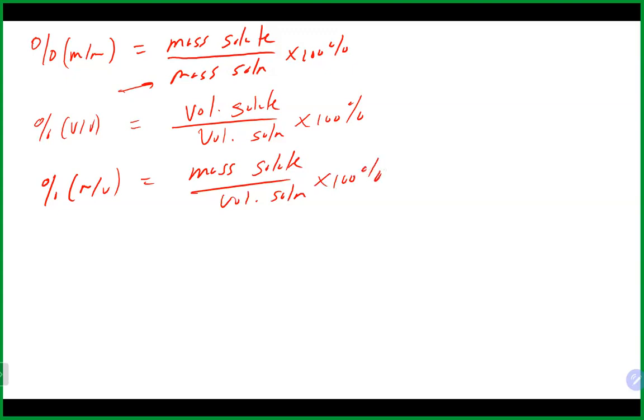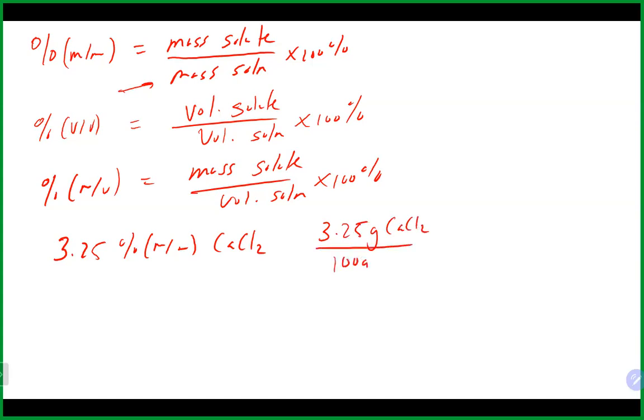Remember that if you are given a percent concentration, you could turn it into a usable conversion factor. So if we had a 3.25% by mass calcium chloride solution, that means that basically we have 3.25 grams of calcium chloride in 100 grams of solution. Or you could flip it around: 100 grams of solution is 3.25 grams of calcium chloride.